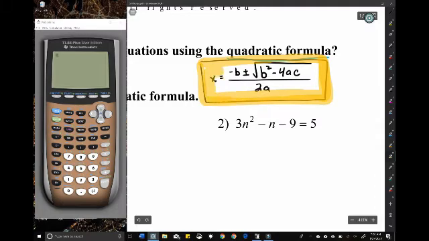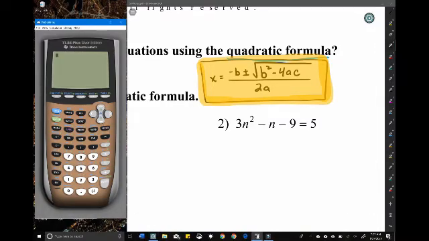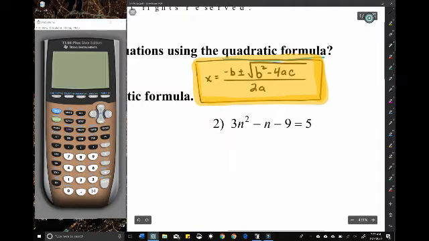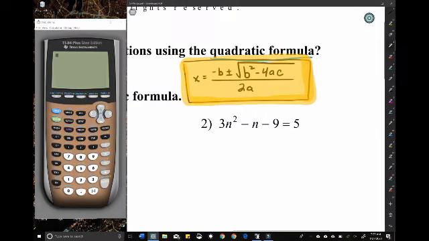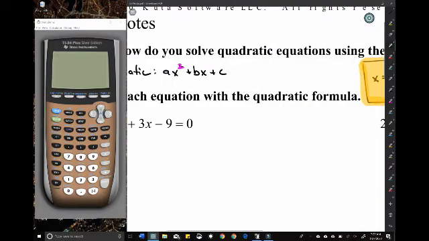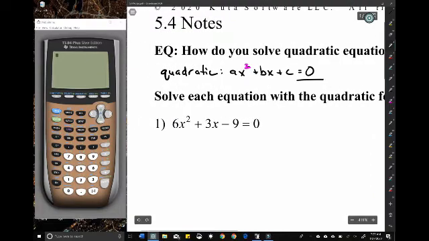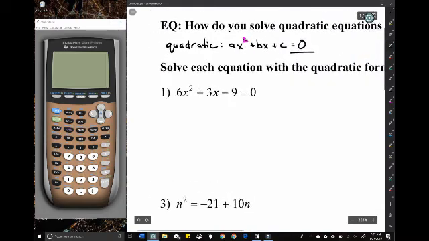There's little jingles and songs online. But anyway, negative b plus or minus the square root of b squared minus 4ac all over 2a. Graphing calculators will also be helpful for you here. Okay, a few things to note. Our quadratics, in order for this to work, must be set equal to 0. Okay, they must be set equal to 0. If they're not, you're just going to move things by adding or subtracting whatever is on the right side to make it 0. Okay, so our first example: solve each equation with the quadratic formula.